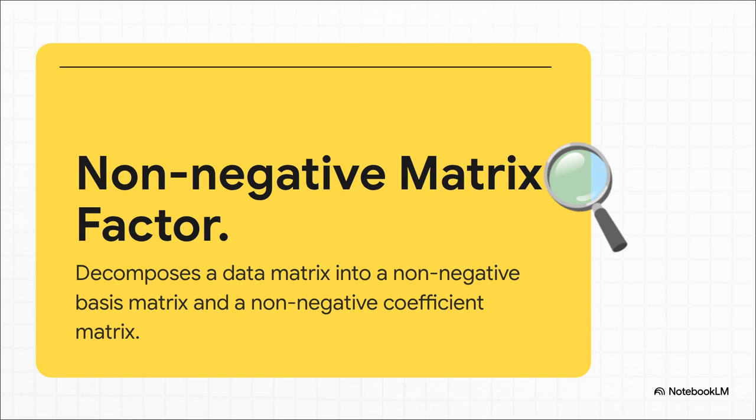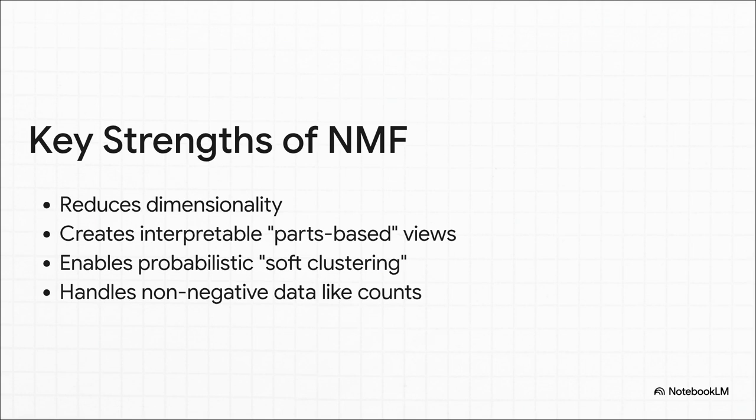So you're not looking at the final complex sauce anymore. You're looking at the simple components that make it up. And this has some really cool advantages. First, because everything has to be non-negative, you can't have a negative amount of an ingredient, right? The parts it finds are actually interpretable and additive. But the real game changer for me is what's called soft clustering. This means a data point doesn't have to belong to just one group. It can be, say, 70% group A and 30% group B. That's so much more realistic than forcing everything into a single box.